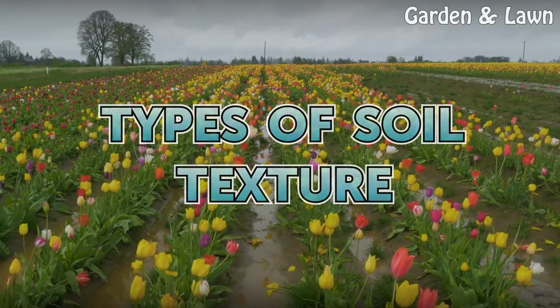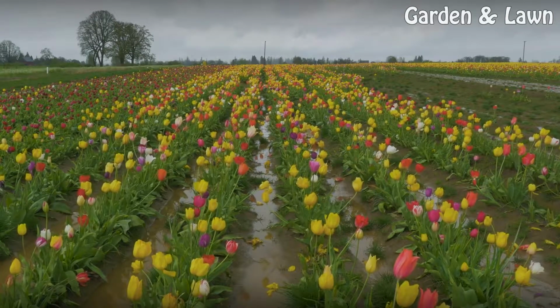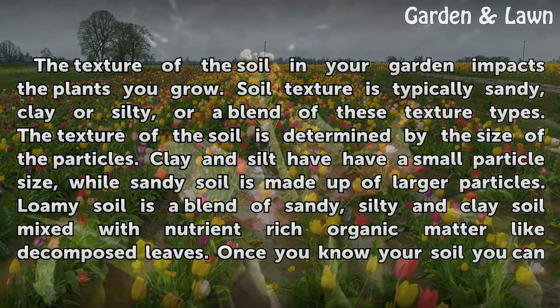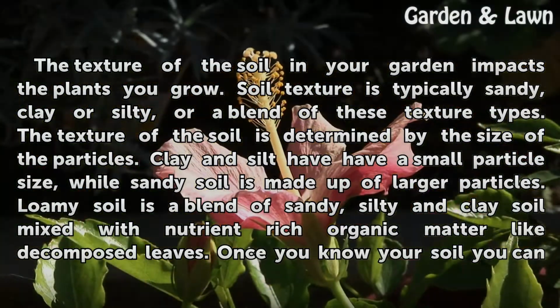Types of soil texture. The texture of the soil in your garden impacts the plants you grow. Soil texture is typically sandy, clay or silty, or a blend of these texture types. The texture of the soil is determined by the size of the particles. Clay and silt have a small particle size, while sandy soil is made up of larger particles.